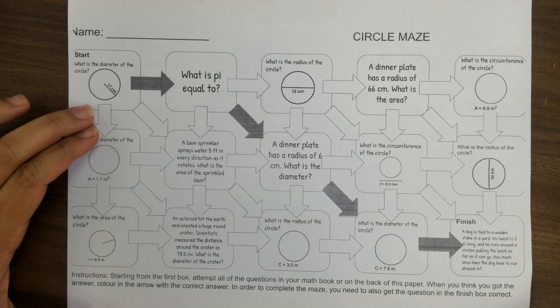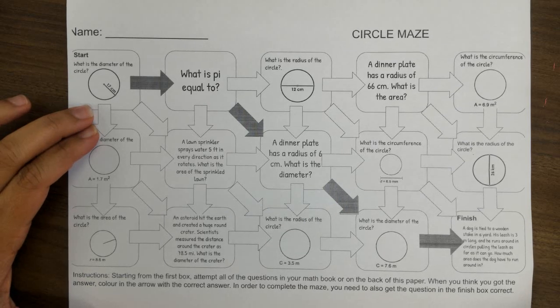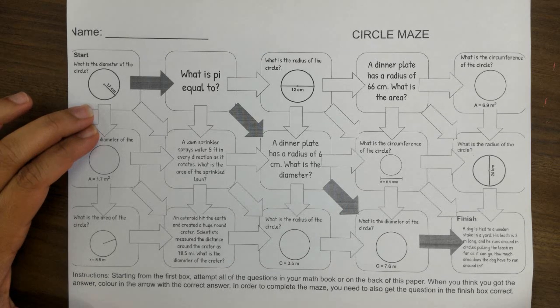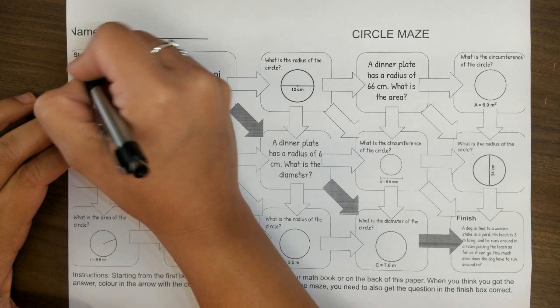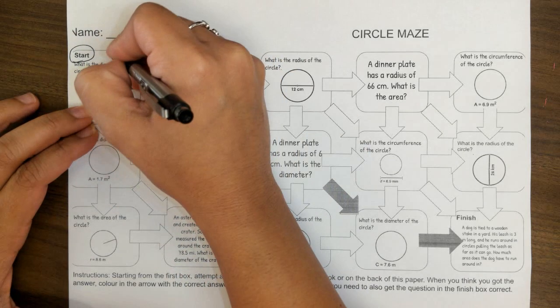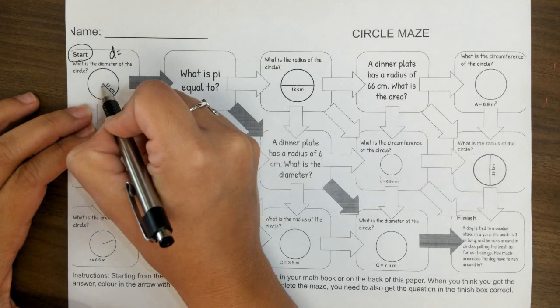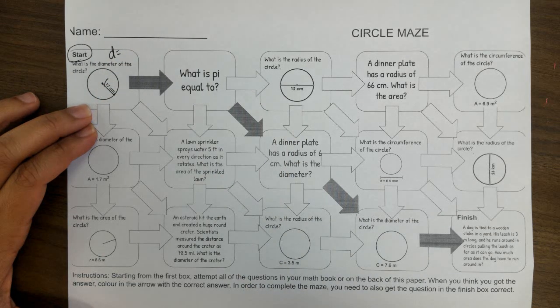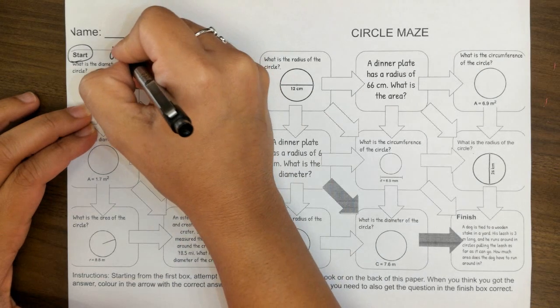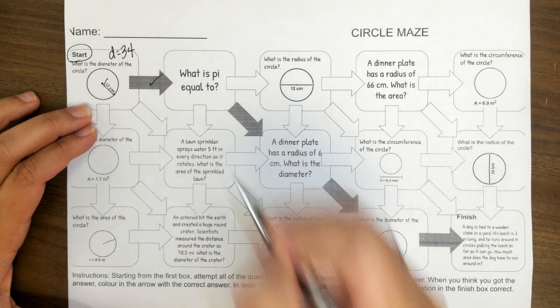So here we have a circle maze, and we should have encountered only 4 shaded arrows. The first one says, what's the diameter of the circle? Because again, we start here. They want to know the diameter. If it's from the center point to the edge, we know that's the radius. So if the radius is 17, then our diameter would be 34 because it's double.